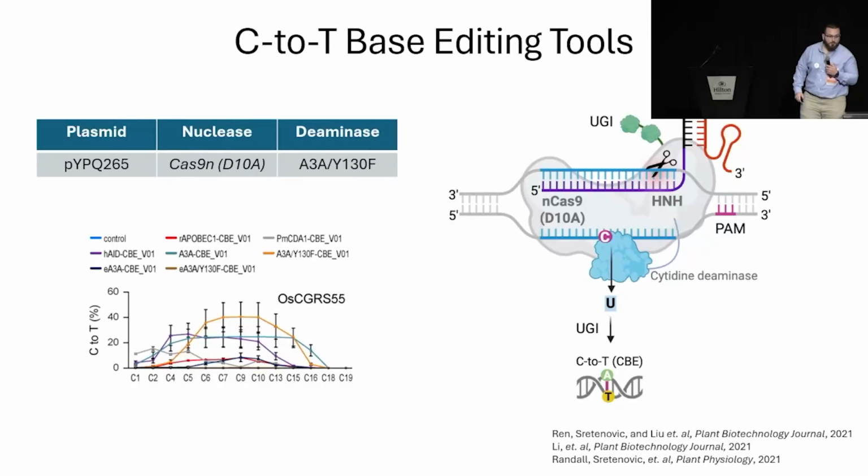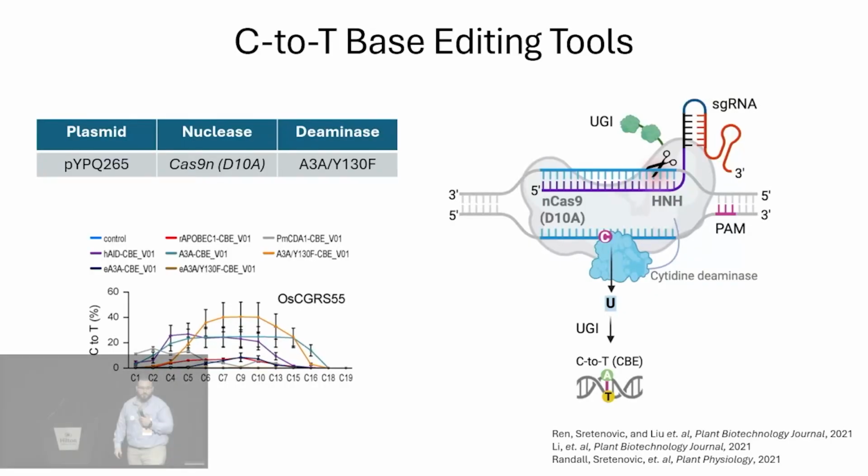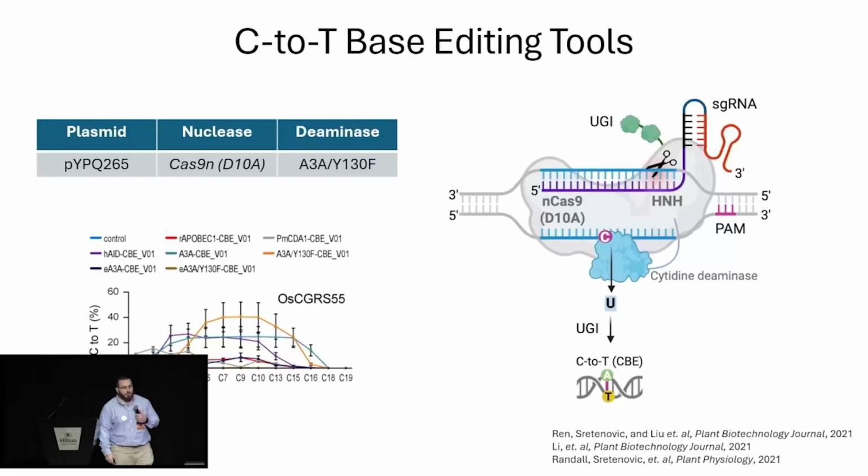We also have C-to-T base editing tools for installing substitutions. In this example, Cas9 is fused to a cytosine deaminase, which will deaminate the cytosine and convert it to uracil, and then through mismatch repair, you end up with a C-to-T transition mutation. Cas9 is also fused to a uracil glycosylase inhibitor, or UGI, to prevent excision of the abasic site during deamination.